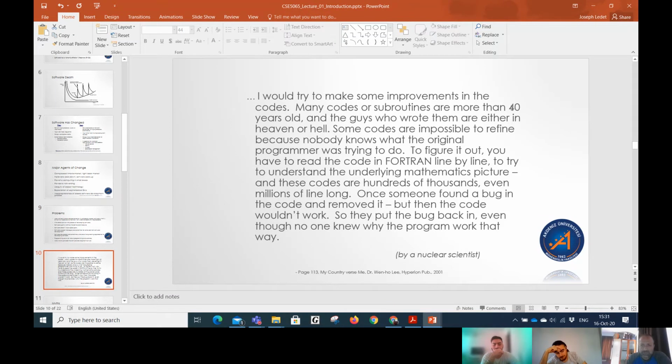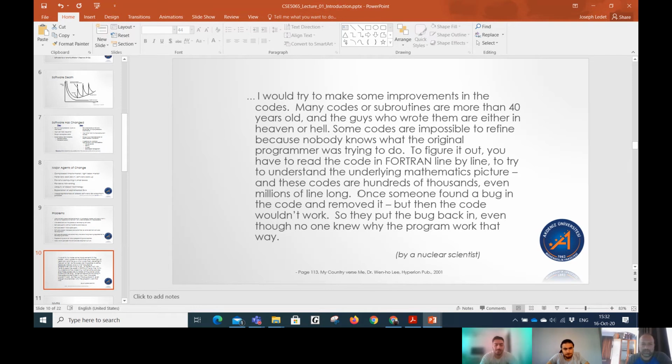Some of the key points I want to make here: this nuclear scientist ran across codes and methods and functions that are more than 40 years old, and the guys who wrote them have passed on, are no longer alive, right? Nobody knows what the original programmer was trying to do, so comment your code. To figure it out, we had to read the code in Fortran line by line. So if you don't know Fortran, guess what? You have to learn Fortran in order to understand the code, to even just maintain it.